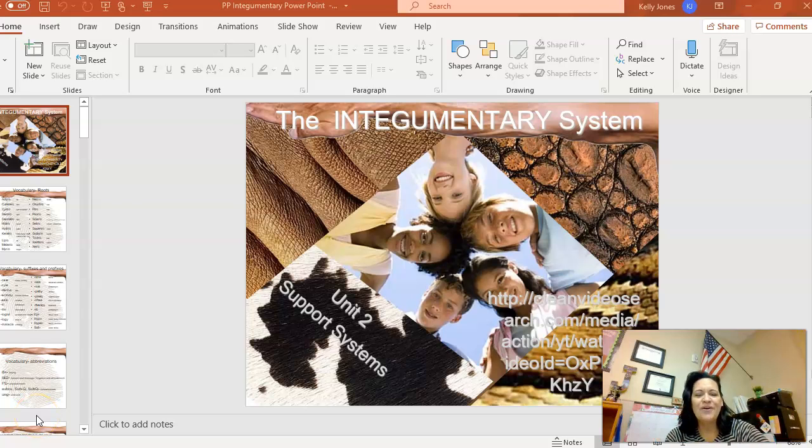Hello and welcome to Unit 3 of Support System in the Integumentary System, and this is the skin. Today we are going to go over the vocabulary words that you need to know for the system. We're also going to go through functions and then explain the parts of the integumentary system. If you have your notes, get those out and ready.